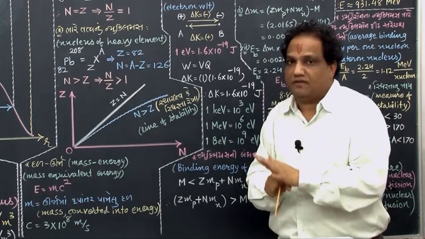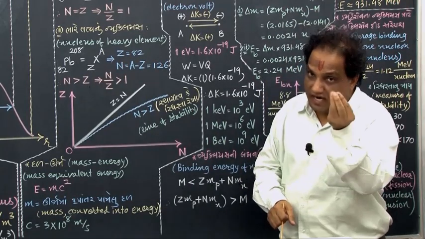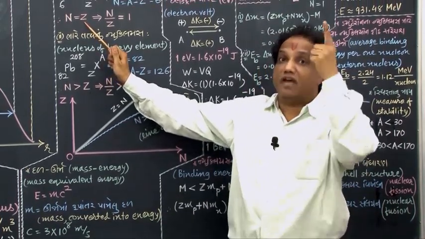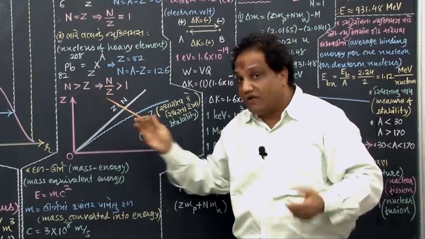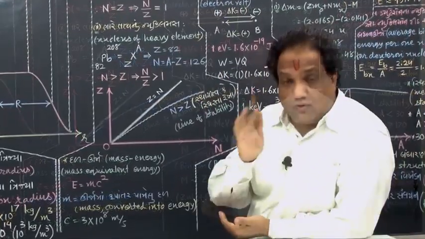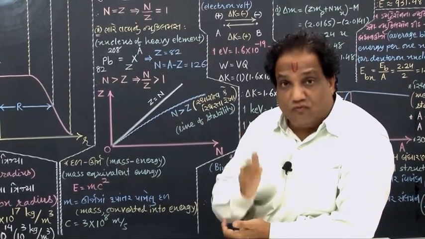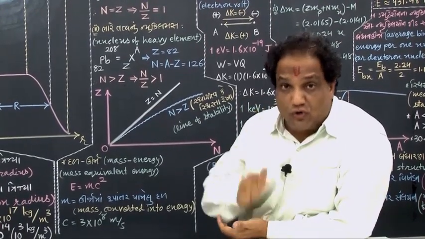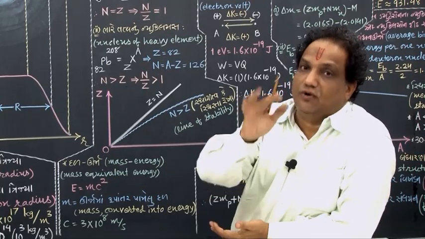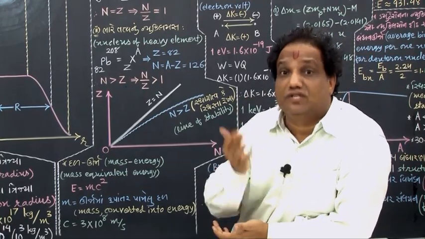But why? For a nucleus of a light element, N equals Z, and for a nucleus of a heavy element, N is greater than Z. Why? What is the reason? I am showing you that reason. Now let us try to understand why there are more neutrons than protons inside the nucleus of a heavy element. Why? What is the reason?